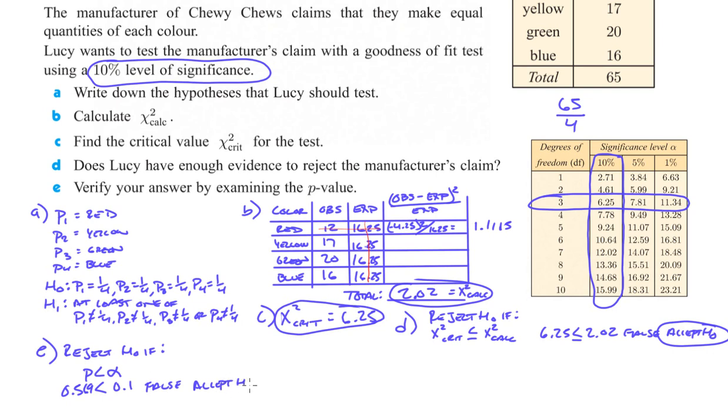Which means that on both cases here, using both tests, there's not enough evidence to reject the manufacturer's claim here. Okay? So we again conclude that H0 should not be rejected at a 10% significance level.